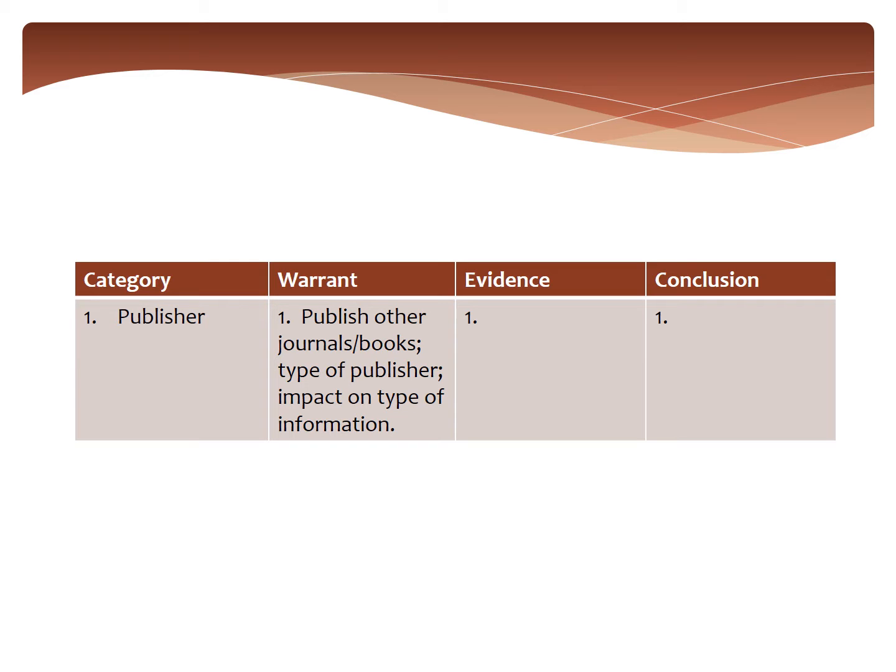The category column is the subtitles from the handout that will be used. Warrant is the criteria that is under each subtitle. Evidence is the information you find for that category. Conclusion is what you decide about the category after looking at the warrant and evidence.